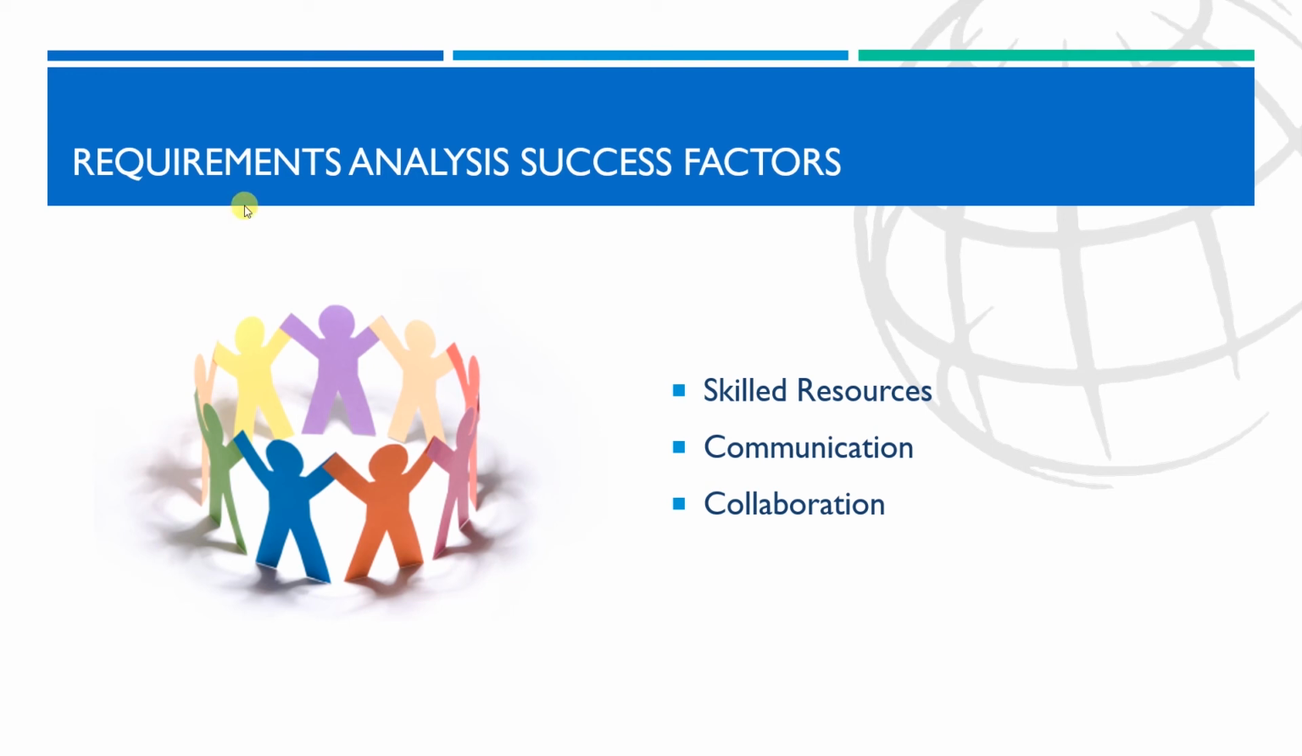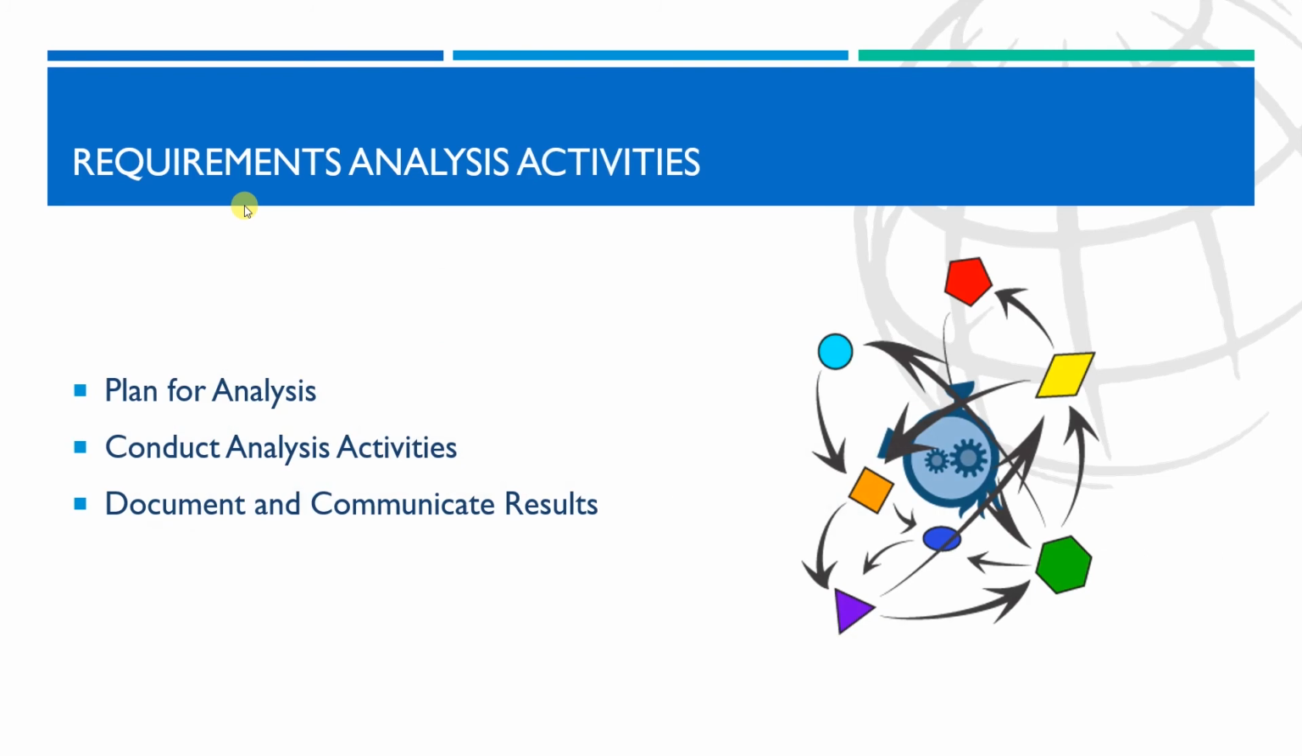And for this we have requirement analysis activities. The analysis plays a crucial role in confirming that the requirements are complete, accurate, and aligned with the business goals and objectives, of course. In practice, analysis is performed using the output from requirements elicitation and includes planning, analyzing, and documenting the results. For this, we need a plan for analysis.